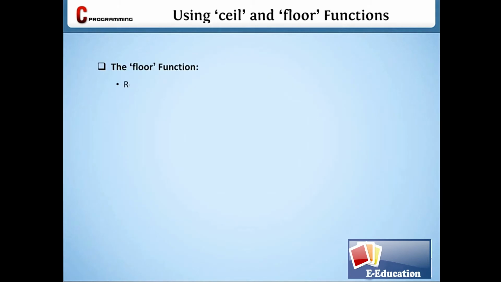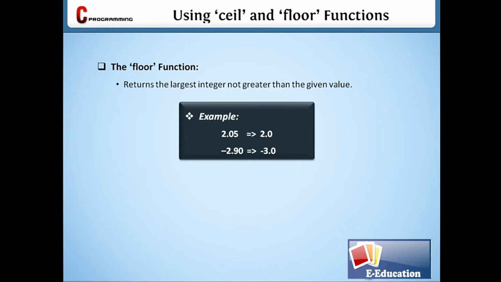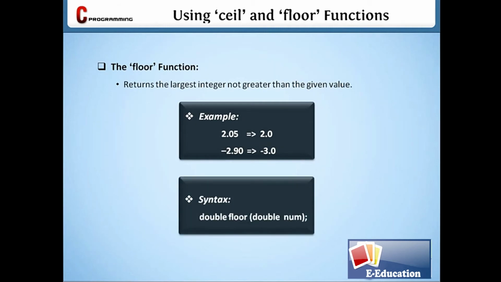The floor function returns the largest integer represented as a floating point value, not greater than the given value. For example, if you put in 2.05, the floor function would return 2.0. Likewise, if you give minus 2.90, the floor will return minus 3.0. Here's the syntax of the floor function. Here, the floor function takes an argument which will return the smallest integer of num.